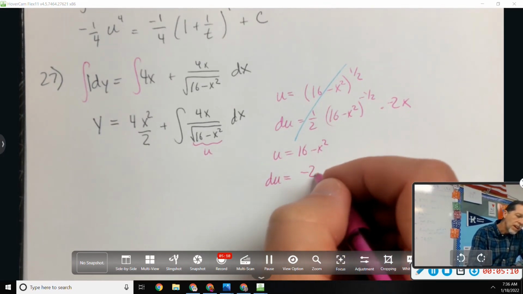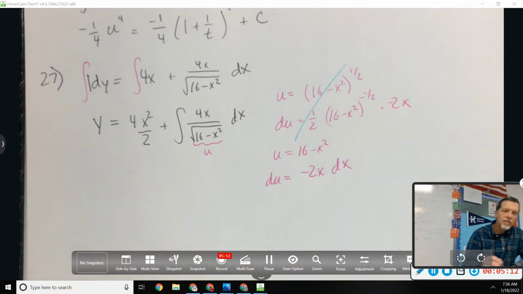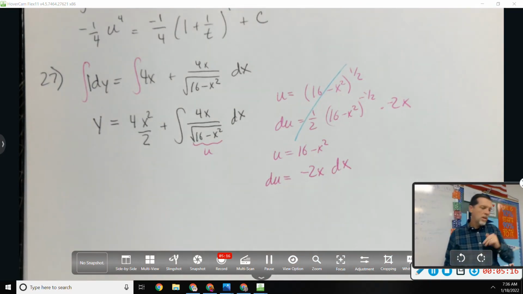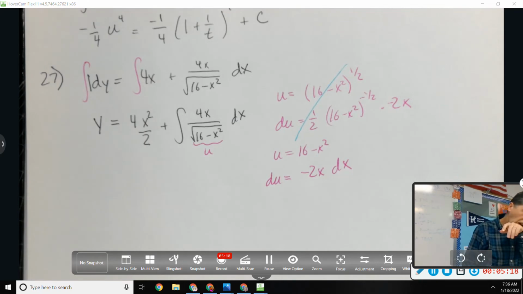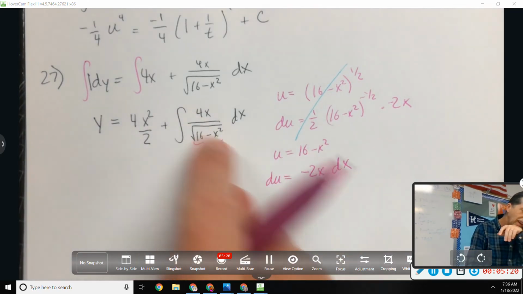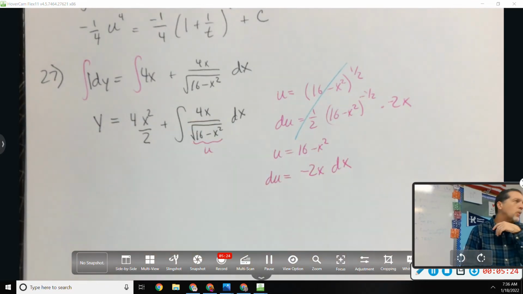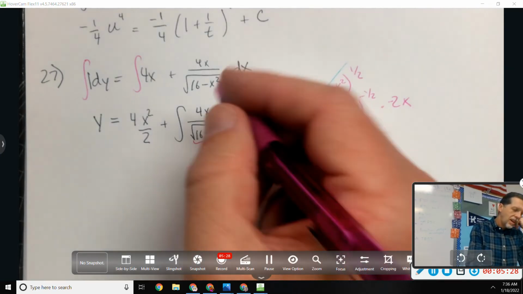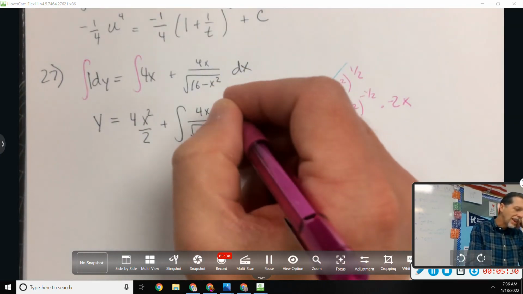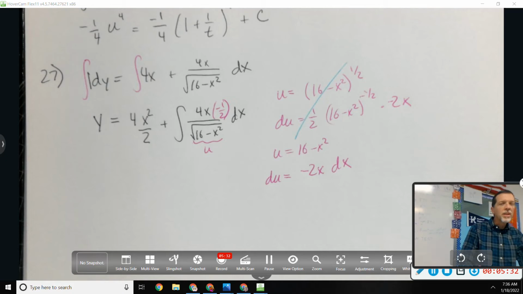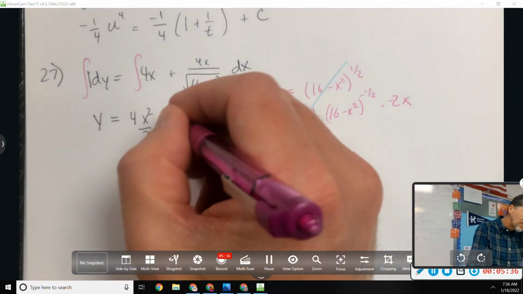Du then is negative 2x dx, which is close to what we have in the top. So how do you want to, there's multiple options here. How do you want to fix that 4 and make it a 2? Multiply by negative 1/2. Okay. And so I like that answer. But if that's all I do, that's not legal. You put a 2 up front. Negative 2 out front. Right.